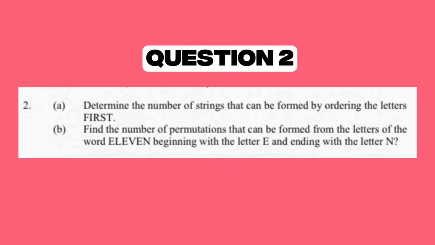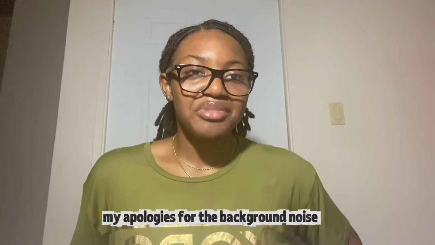Question 2a. Determine the number of strings that can be formed by ordering the letters of FIRST. Okay, so this question is telling us that we're ordering the letters in the word FIRST. Since it specifically said that we're ordering letters, we know immediately that it is permutation, so order matters. Now we just have to figure out if there's any repetition of any elements. In the word FIRST, no letter is being repeated, so there's no repetition.